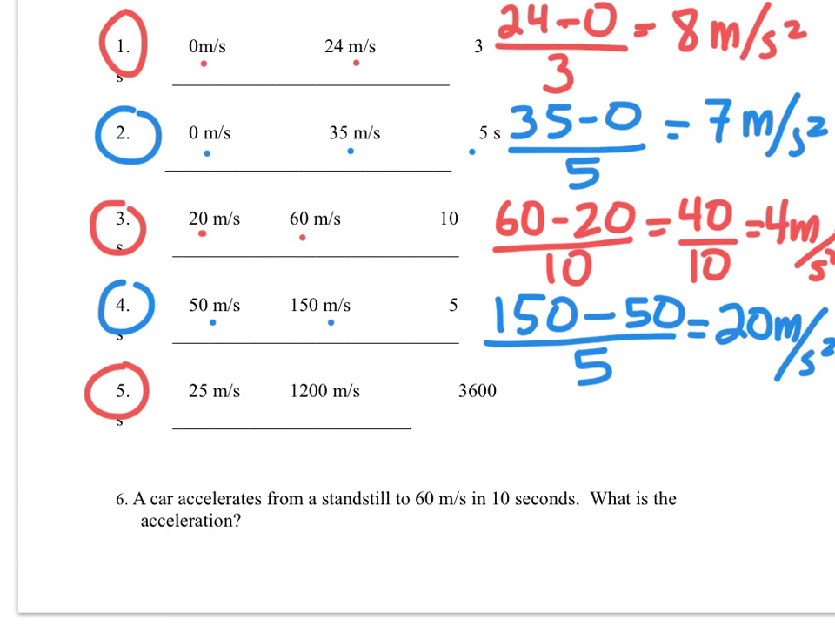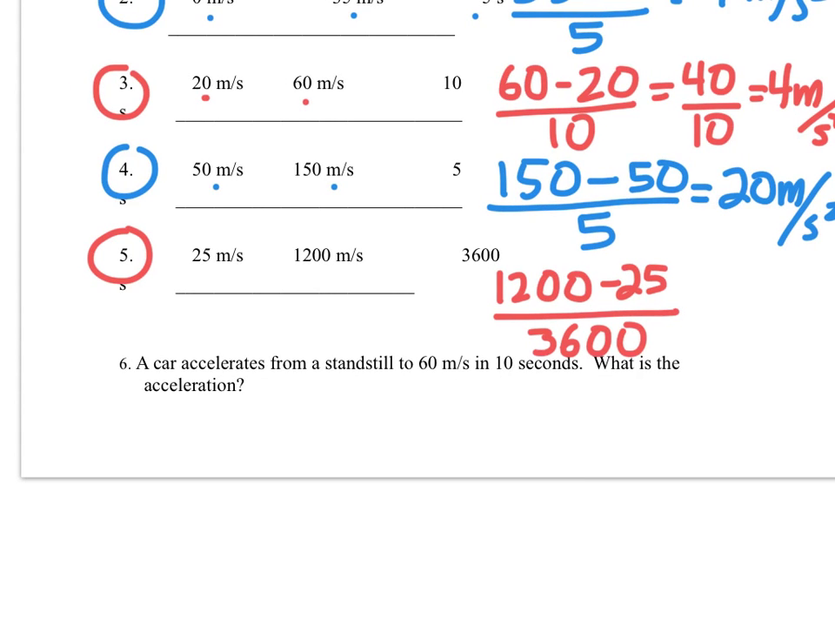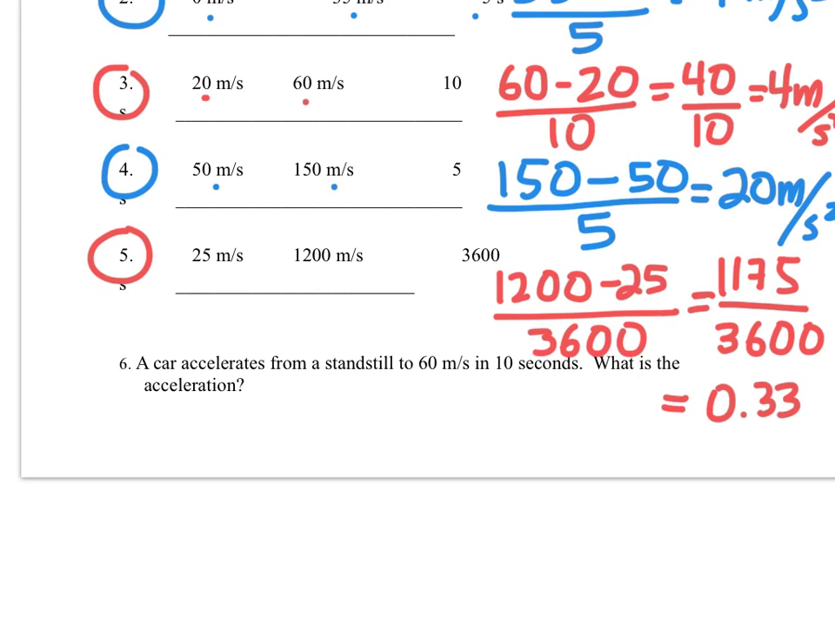Number 5, we have 1200 minus 25 divided by 3,600. So we have 1175. Oops, it equals 1175 divided by 3,600. Now, for the life of me, don't ask me why I used these numbers. Divided by is 0.33, I'm rounding it, meters per second squared.